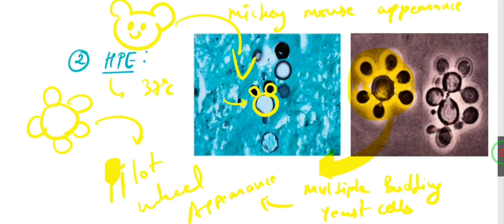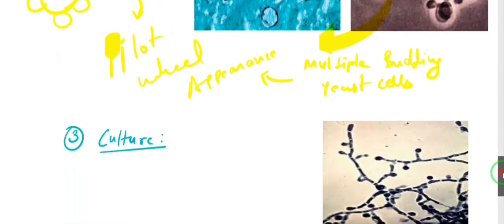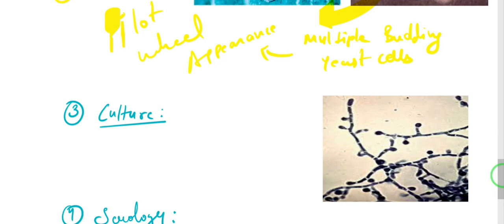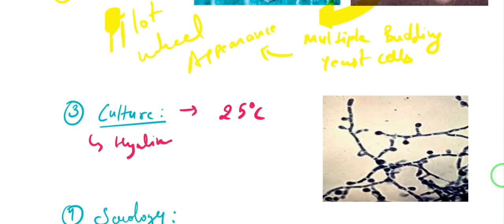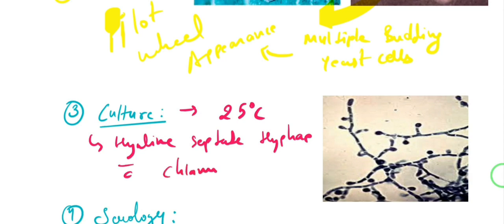Right. Now, what else can you do? You can do culture, obviously. So at 25 degrees Celsius, you're going to see the hyphal form. So you are going to see hyaline septate hyphae with chlamydospores. And these chlamydospores are nothing but the asexual spores of the fungi. Right. So in this picture, you can see these are the septate hyphae, and these all are the chlamydospores.